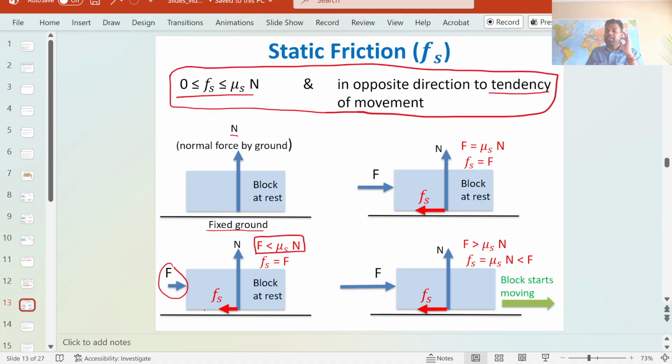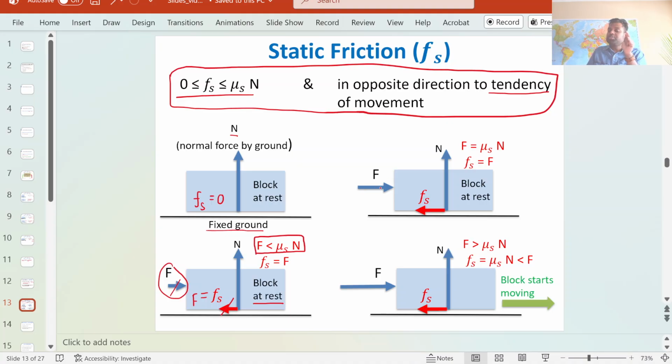So if there was no friction, the block will start moving to the right. But there is friction, so the surface will apply a friction, static friction equal to F. And these will cancel out. Fs equal to F. And the block will still be at rest. Here, friction is 0. Right? Because the block has no tendency to move to the right or to the left.